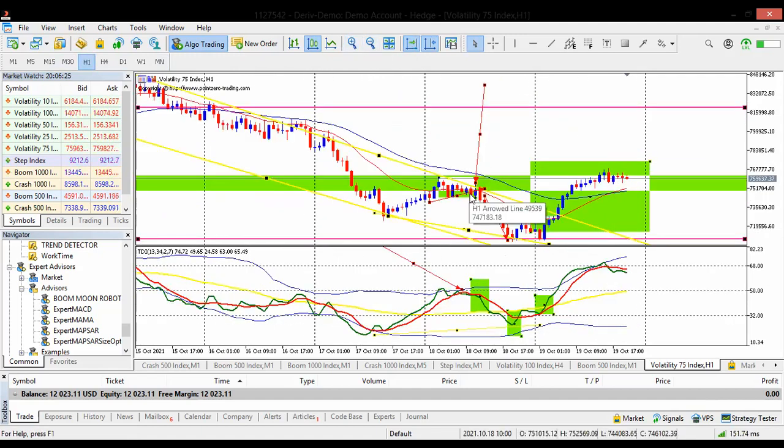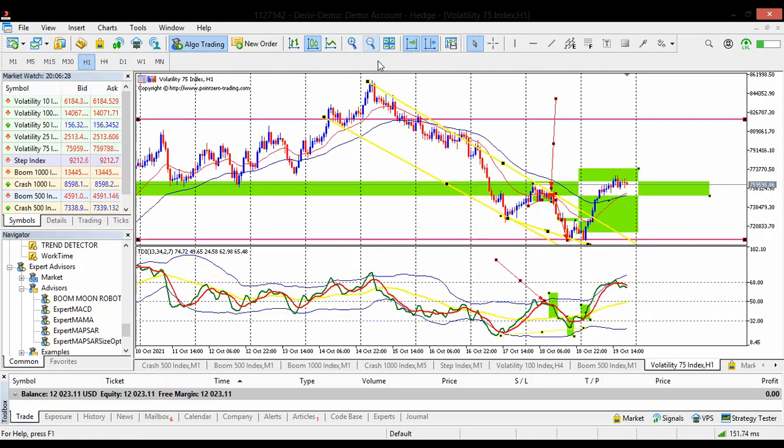And that is why we are seeing this opportunity here. Not only there, we have another one here. Look at it here. Here's another one here. I have a rejection here. Maybe I should remove this line a bit. Look at it. Here's a pin bar.